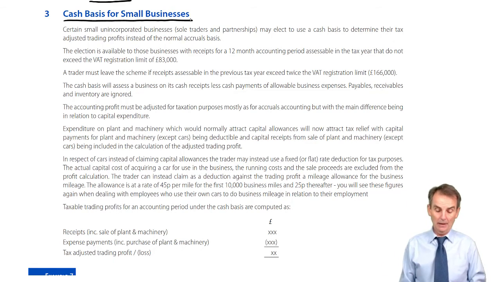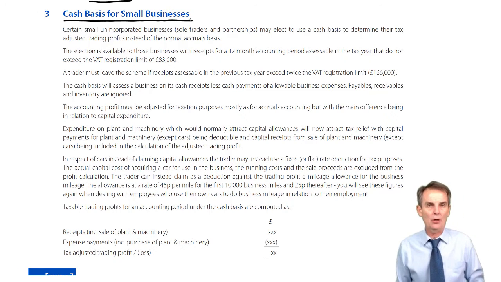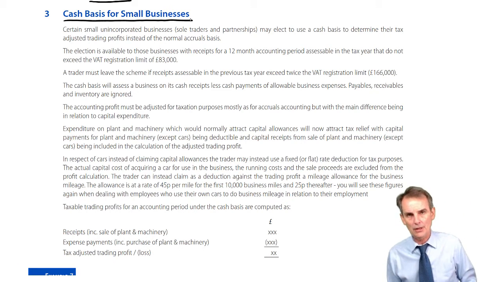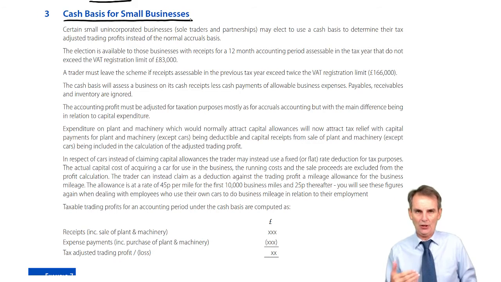So very kindly, lovely people as they are at HMRC, they brought in a few years ago a cash basis, which meant that for tax purposes, you don't have to prepare accounts using your normal accruals basis. We can instead simplify and just use a receipts and payments basis.